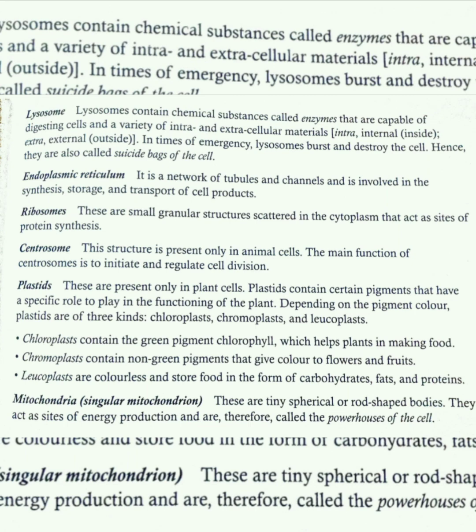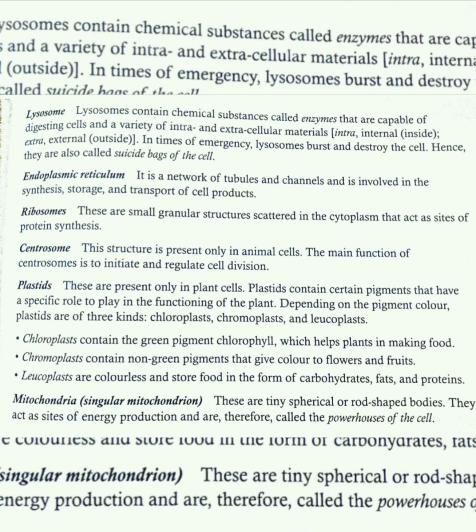The function of chloroplast is that they contain chlorophyll that helps in the synthesis of food, or you can also say that it helps in the process of photosynthesis. Next is chromoplast. These contain all the non-green pigments and they are responsible for providing color to flowers and fruits. Leucoplasts are colorless and store food in the form of carbohydrates, fats, and proteins.